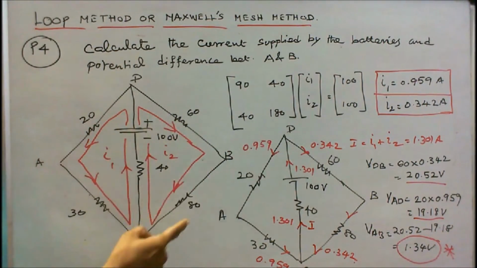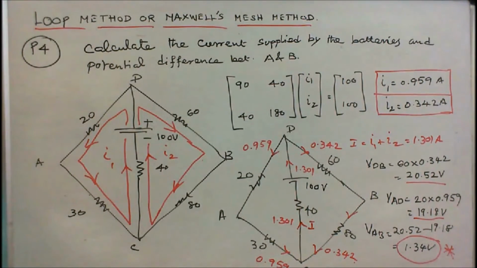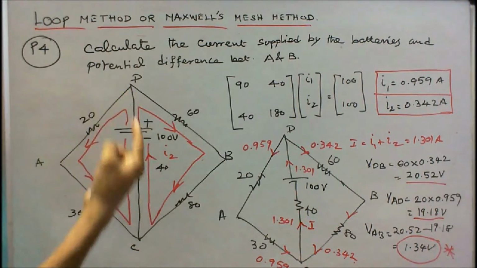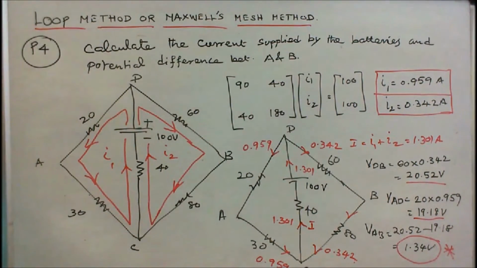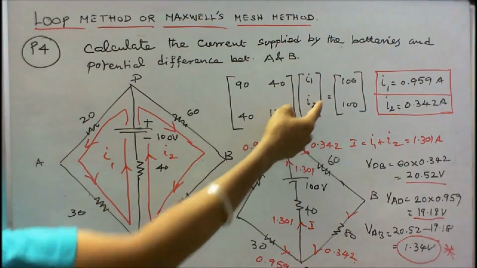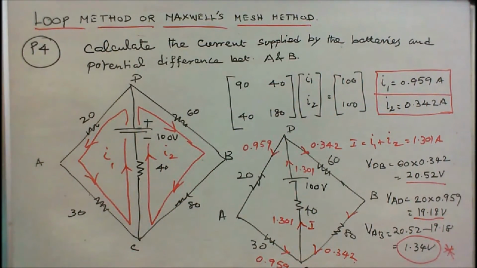The second loop resistance is 80 plus 60 plus 40, that is equal to 180. Which resistor is common to loop 1 and loop 2? The direction is the same. Here I1 is the same as I2. Both directions are the same, therefore plus 40, plus 40. With I1, I2, V1 equal to 100, V2 equal to 100, I can solve for I1, I2.